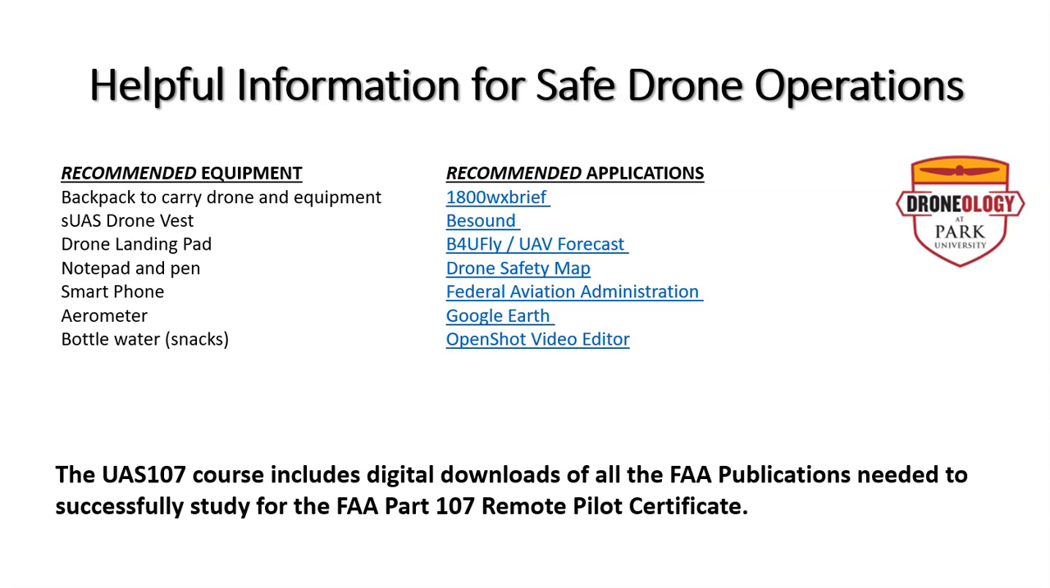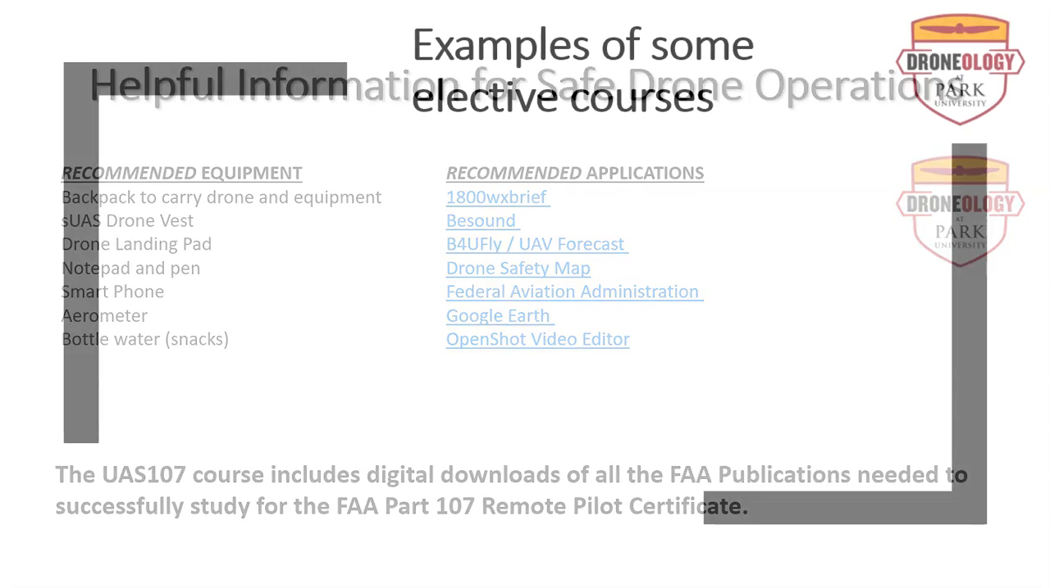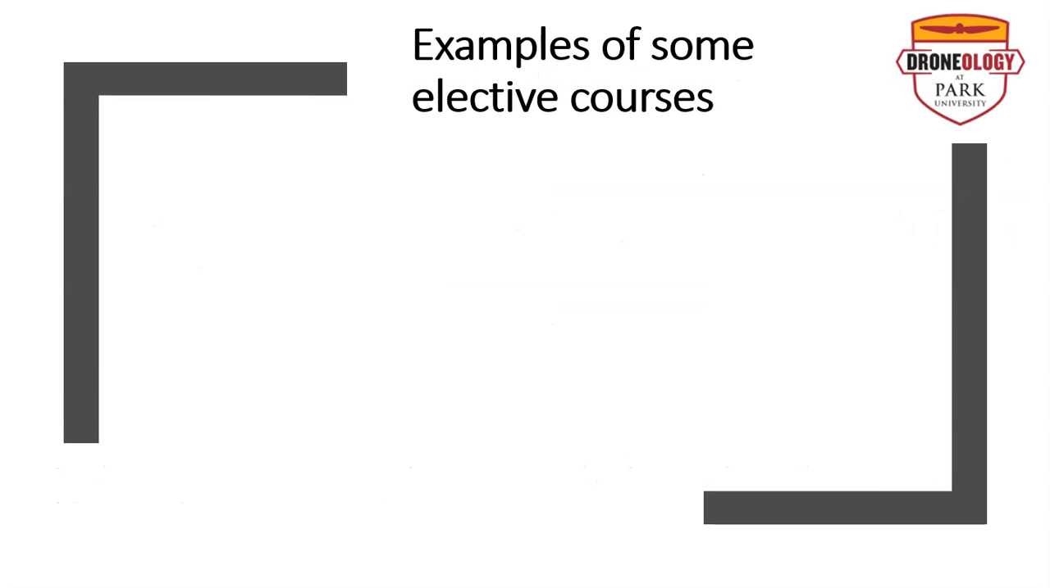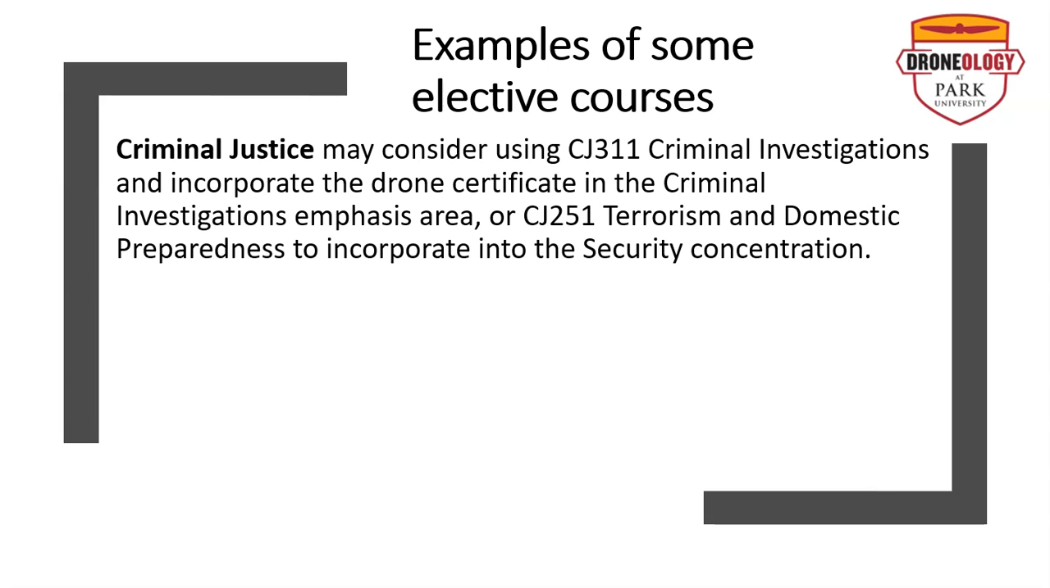Very briefly, some examples of the elective courses that are also available or may be available to the student would include courses like criminal justice. The criminal justice courses might be CJ 311, criminal investigations, terrorism. There'd also be the security courses and additional.